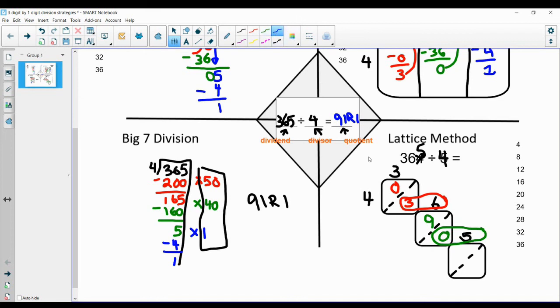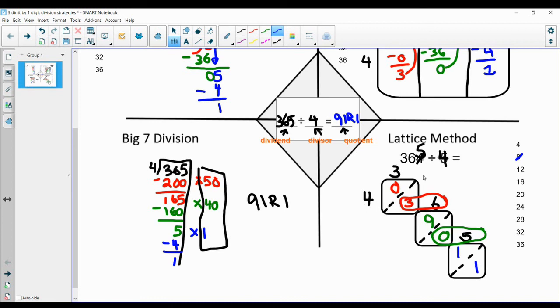My last step is to think, how many times can 4 go into 5? Well, 8 is too big, so 4 can go into 5 once. I'm going to write 1 at the top part of my lattice. 4 times 1 is equal to 4. 5 minus 4 is equal to 1, so that means there's 1 remainder.